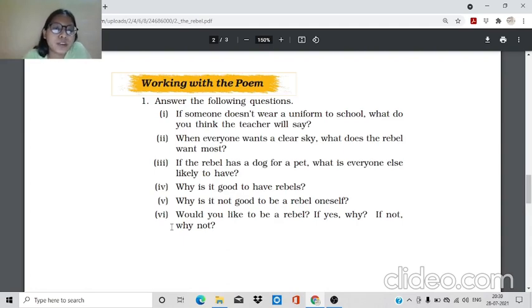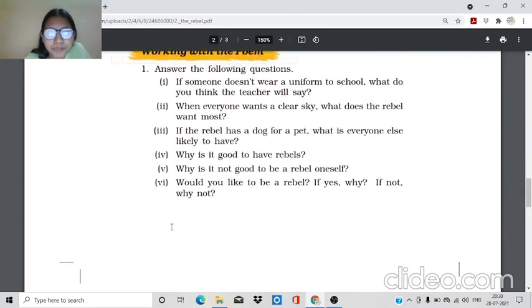Second question, when everyone wants a clear sky, what does the rebel want most? So when everyone wants a clear sky, the rebel will definitely not want a clear sky, and he will want a cloudy sky definitely. The third question, if the rebel has a dog for a pet, what will everyone likely have? Everyone is likely to have a cat as a pet.